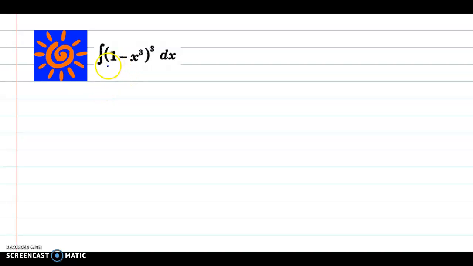Here we have to integrate (1 minus x cube) the whole cube with respect to x. So first of all, we assign the integral a name, say I. So let I be equal to the integration of (1 minus x cube) the whole cube dx. Now here we apply the formula (a minus b) the whole cube.